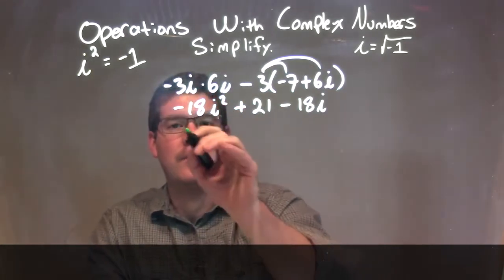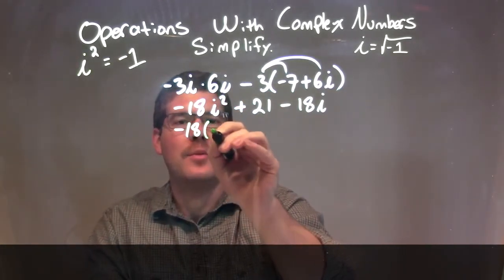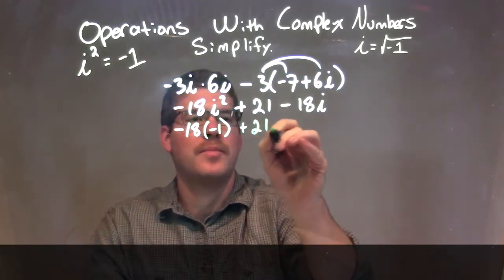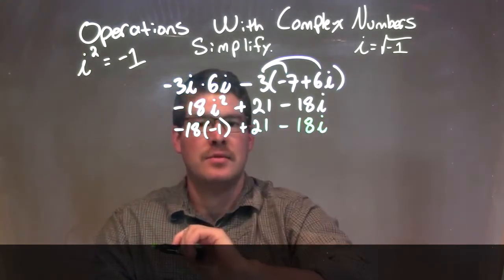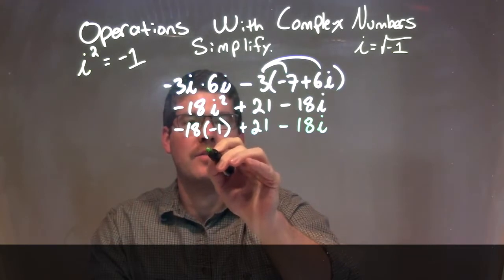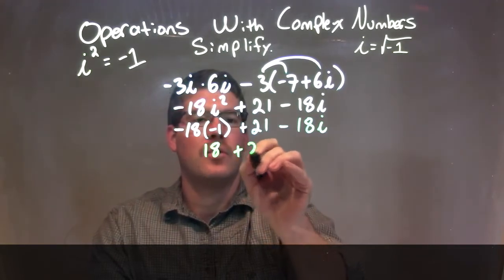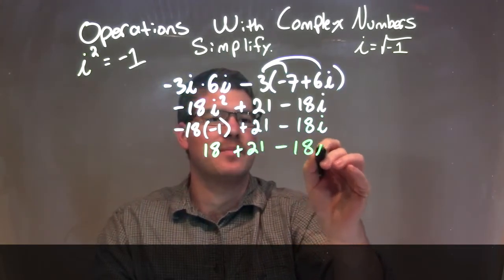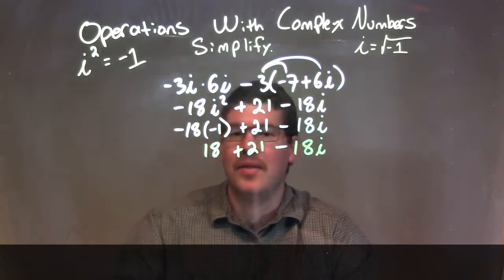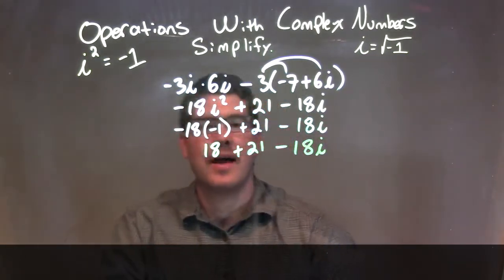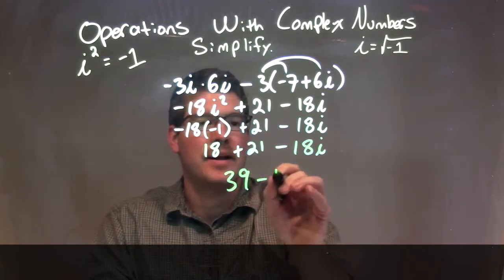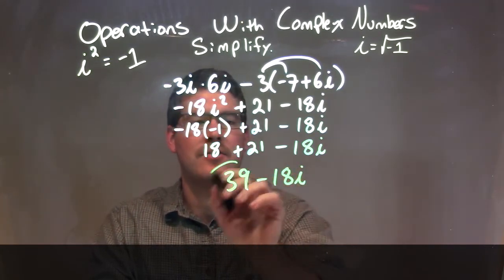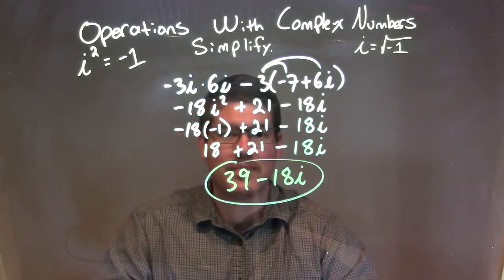Well, we now have negative 18i squared plus 21 minus 18i. Well, i squared is a negative 1. So we have negative 18 times a negative 1 plus 21 minus 18i. Negative 18 times negative 1 is a positive 18. So we have positive 18 here plus 21 minus 18i. Well, we can combine the 18 and the 21 together, and that comes out to be 39. So we have 39 here minus 18i, and that is our final answer.